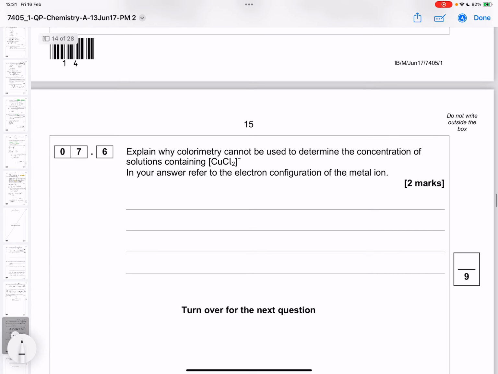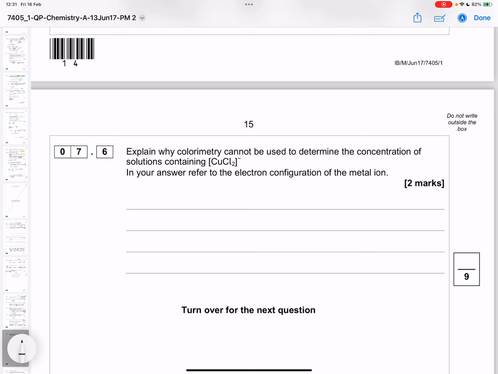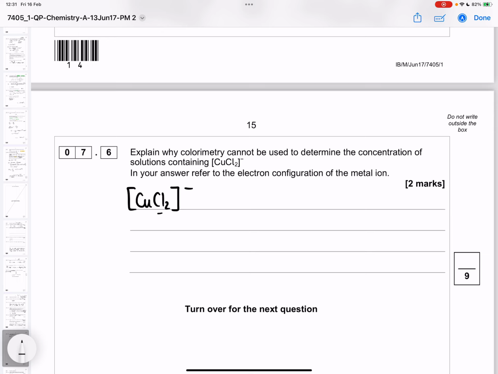And then the last little bit of the question says, explain why colorimetry could not be used to determine the concentration of this compound. So if we have a look at this compound, for colorimetry to be used, it needs to be coloured. So why wouldn't this be coloured? If we look, the copper, if each chloride ion is -1, and this adds up, this equals -1, then the copper must be +1.